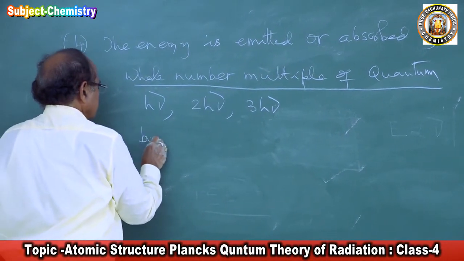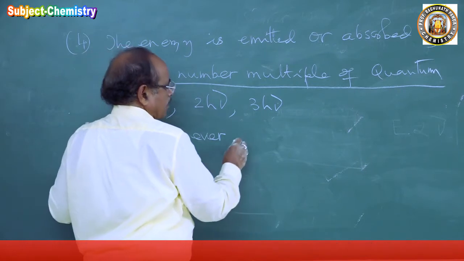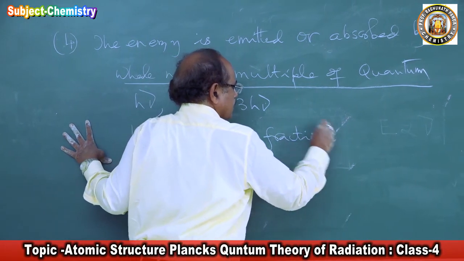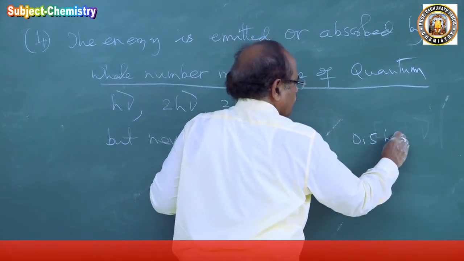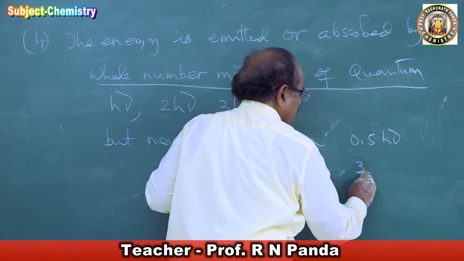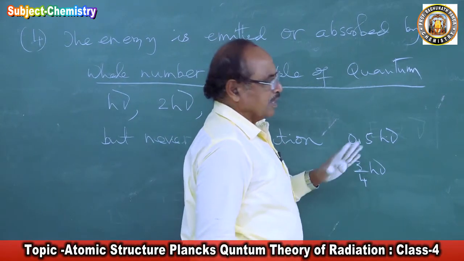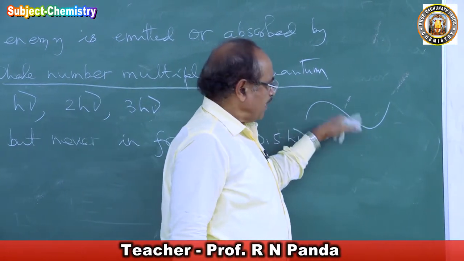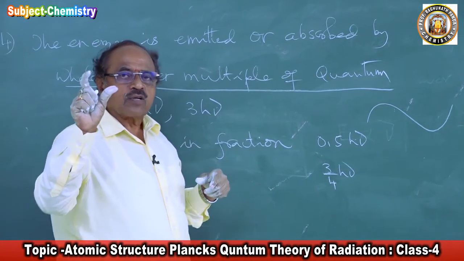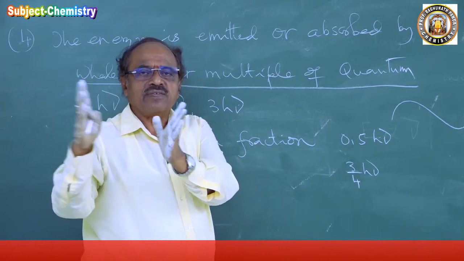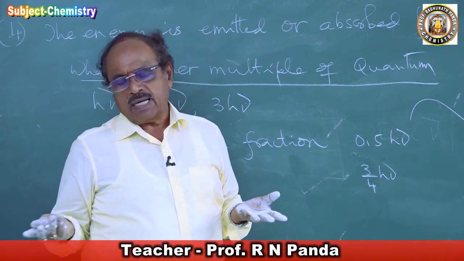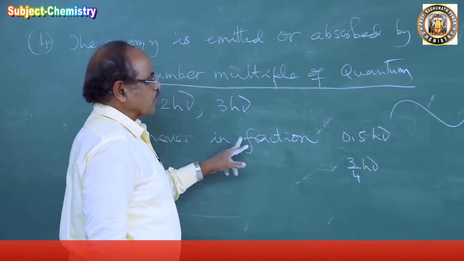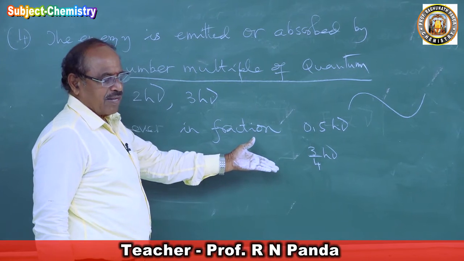but never in fraction. That means 0.5 quantum is not possible, or one by three, one by four quantum is not possible, half wave, quarter wave not possible. So one wave comes, half wave does not come. Why is it so? Because why this whole number multiple of quantum? Because what is a quantum? A unit wave. So wave is not half, wave is not a quarter. So then how will the transmission take place by half wave? So it's never in fraction, like 0.75 h nu, not like this.